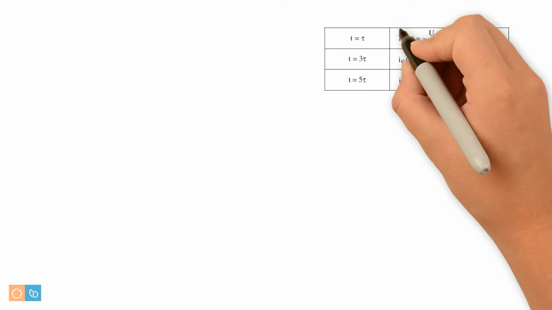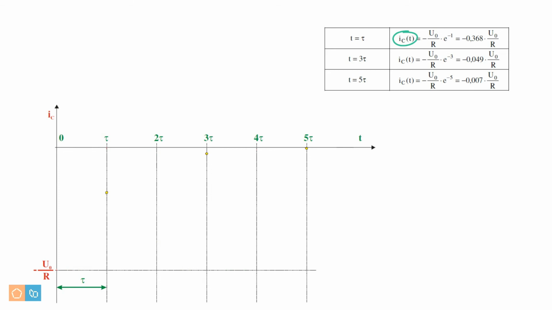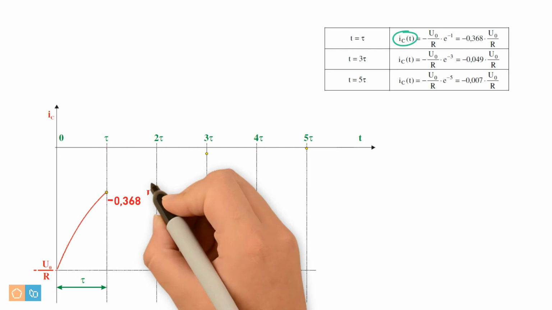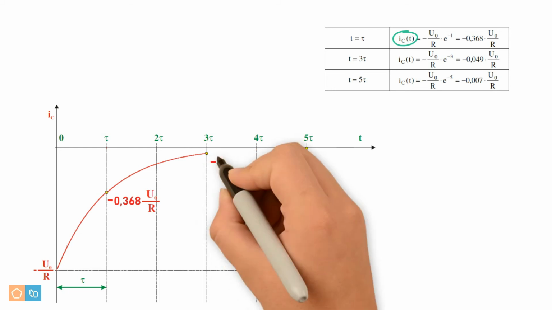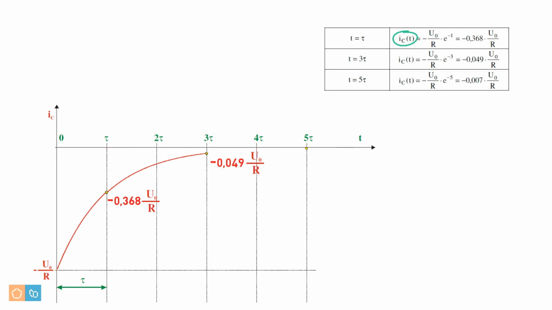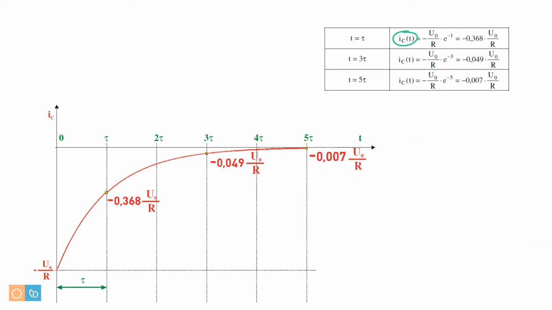On the other hand, the IC current through the capacitor behaves in the following way. For the instant t equals tau, the IC current reaches minus 36.8% of its initial value, minus U0 divided by R. At the instant t equals 3 times tau, IC reaches minus 4.9% of its initial value, and at the instant t equals 5 times tau, IC reaches minus 0.7% of its initial value.